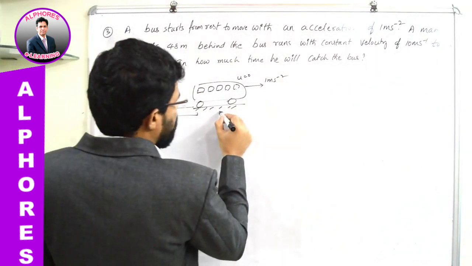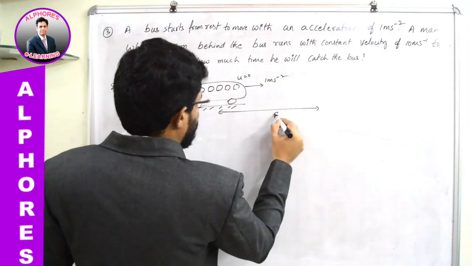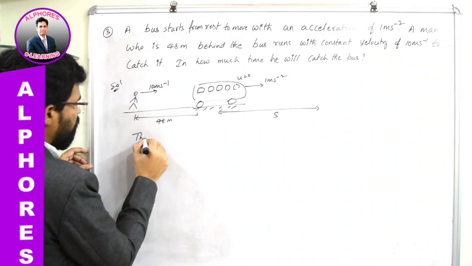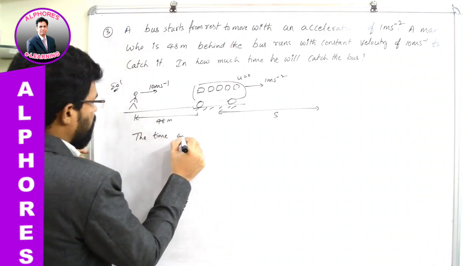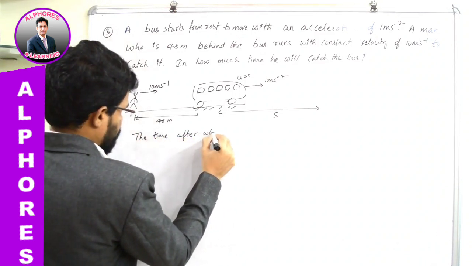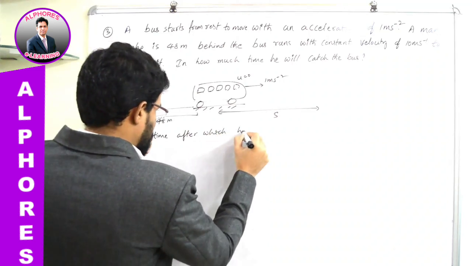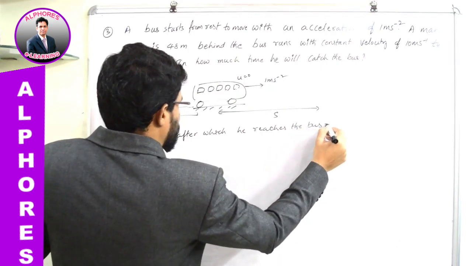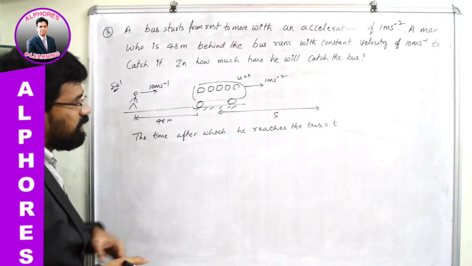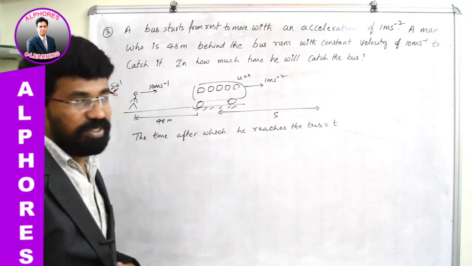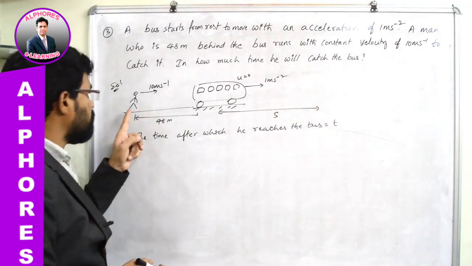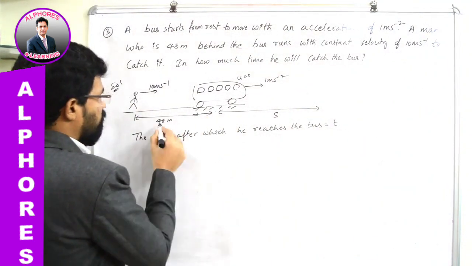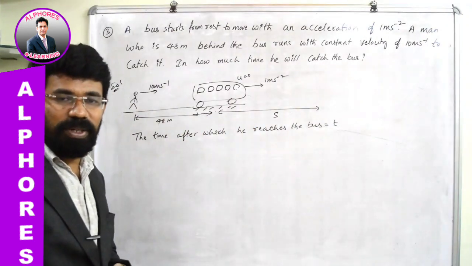Let us say the bus has covered a distance equal to s in a time t. First of all, I will assume that the time after which he reaches the bus is equal to t. So in a time t, this bus will cover some distance, which I will assume as s. In the same time t, how much distance does this person have to cover? He has to cover a distance equal to 48 plus s.